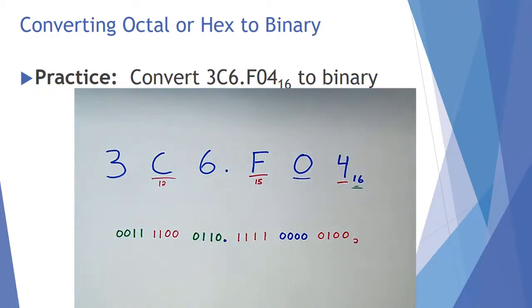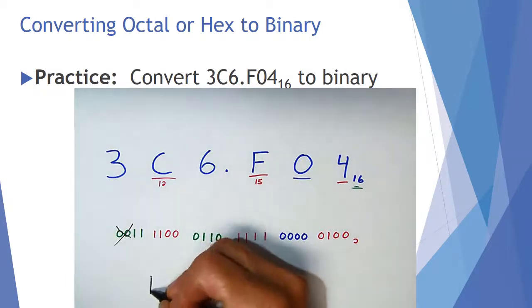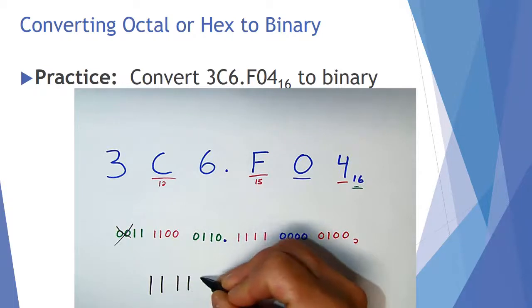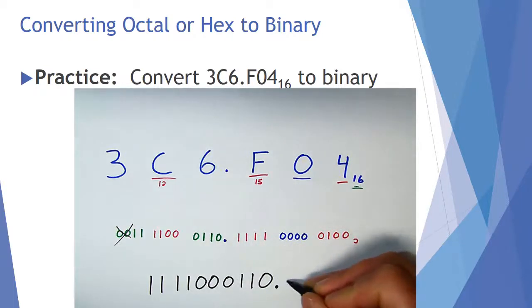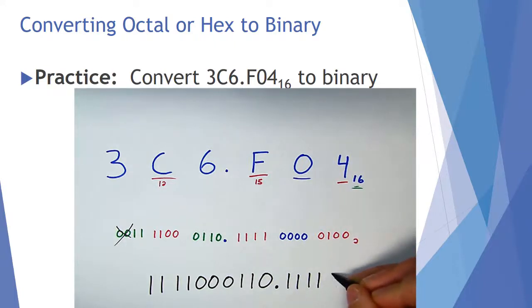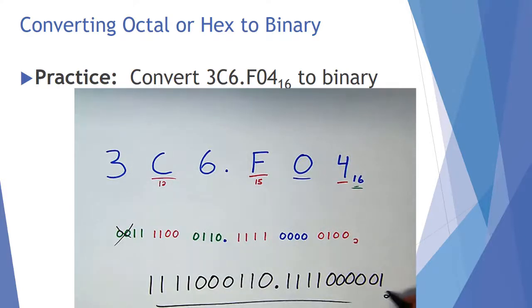So you should have, we don't need these 0's out in the front for our binary representation. So 1, 1, 1, 1, 0, 0, 0, 1, 1, 0, point, 1, 1, 1, 1, 0, 0, 0, 0, 0, 1, and we don't need those zeros on the end either. And you got it.